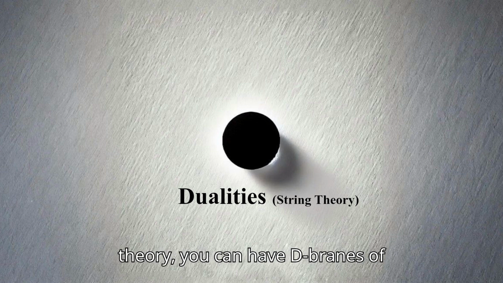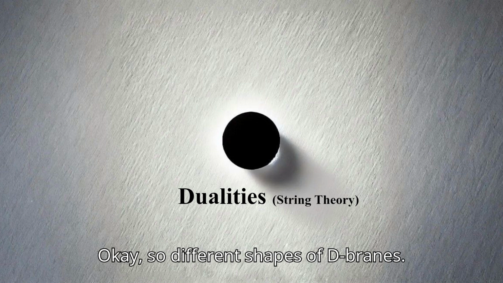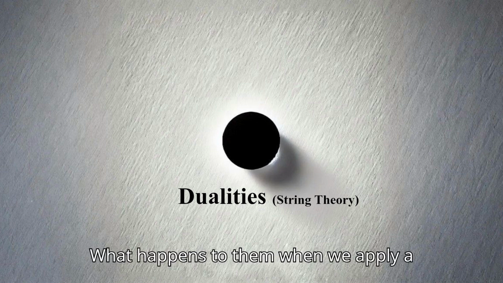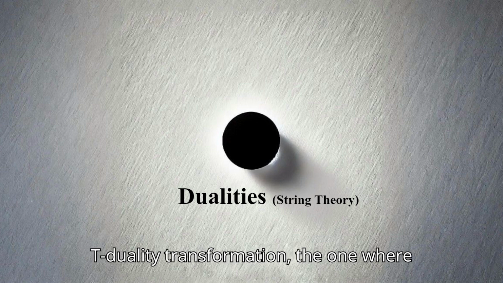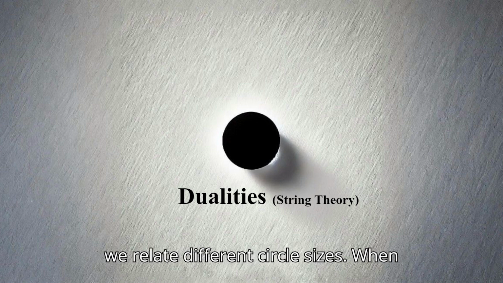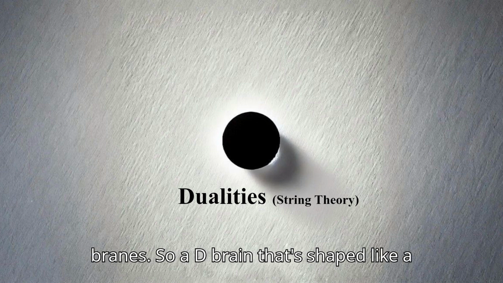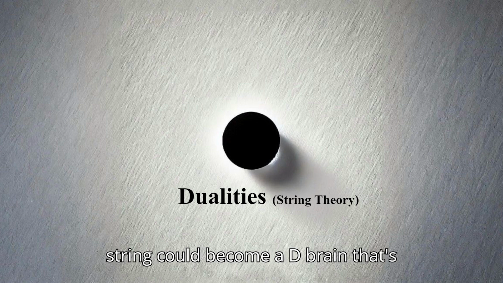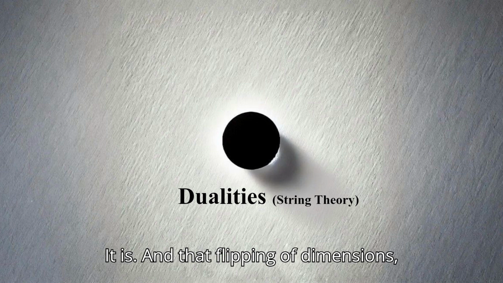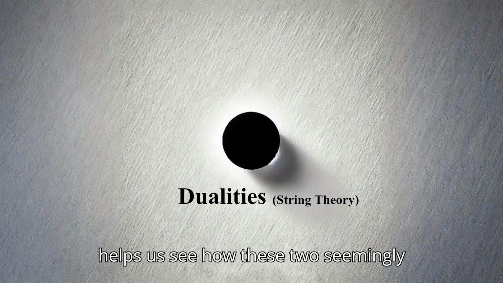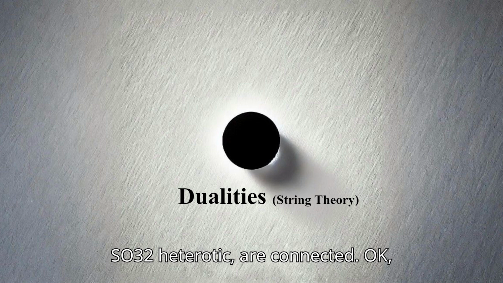See, in type I string theory, you can have D-branes of different dimensions. Some are like strings, some are like sheets, and so on. Okay, so different shapes of D-branes. What happens to them when we apply a duality? Now, imagine we apply that T-duality transformation, the one where we relate different circle sizes. When you do that in type I string theory, it actually flips the dimensions of those D-branes. So a D-brane that's shaped like a string could become a D-brane that's shaped like a sheet. That's pretty wild. It is. And that flipping of dimensions, that intricate dance of the D-branes, helps us see how these two seemingly different string theories, type I and SO(32) heterotic, are connected.